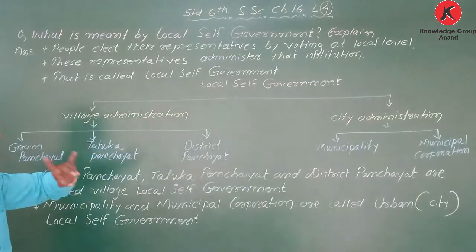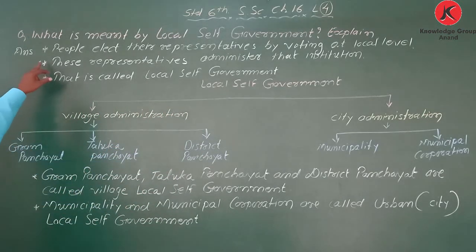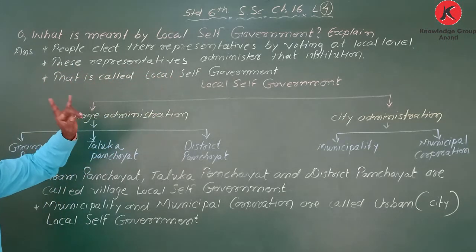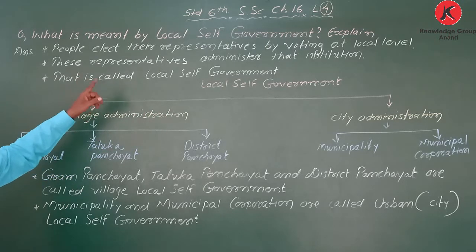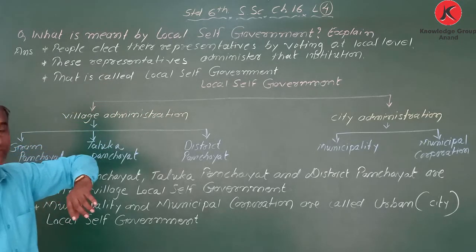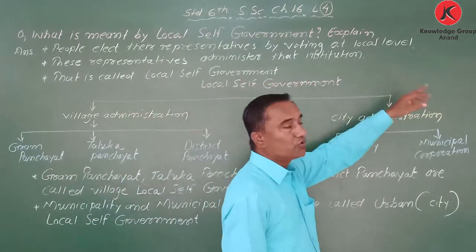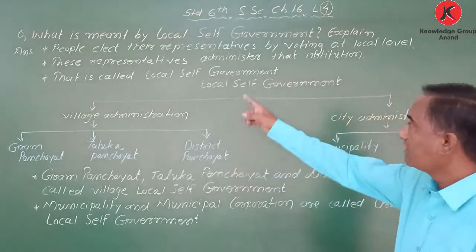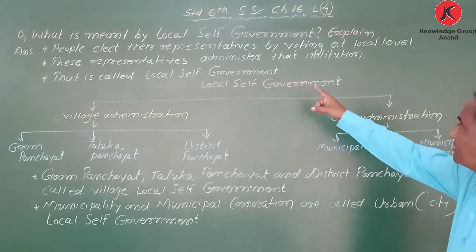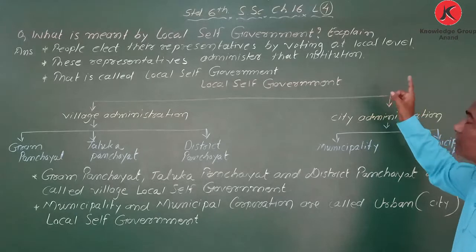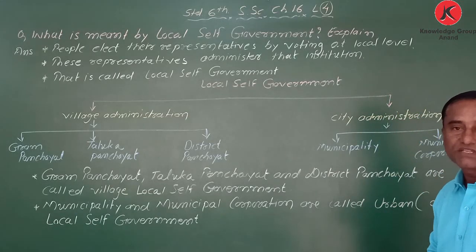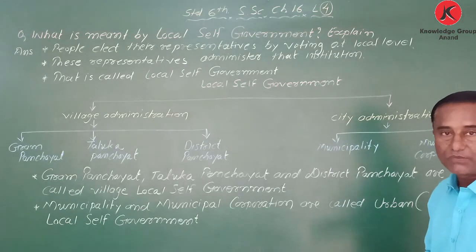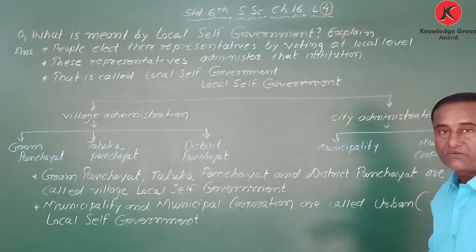Okay, so first point, people elect their representatives by voting at local level. The people elect their representatives by voting at local level. Local level means at the village level, or maybe taluka level, or district level, in a municipality or municipal corporation, whatever is there.